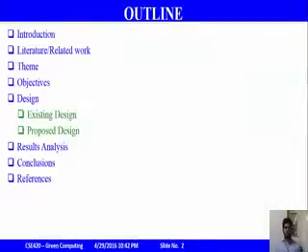I would like to give you an outline of our presentation, which we will be starting with the introduction, and then we will move on to the literature and related work in this area. Then we will go to the theme, defining the objectives and the design, which will contain the existing design and the proposed design of the paper, and then the result analysis of the paper and the conclusions, and then finally we will mention the references.